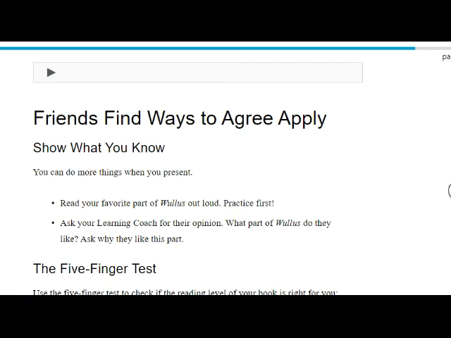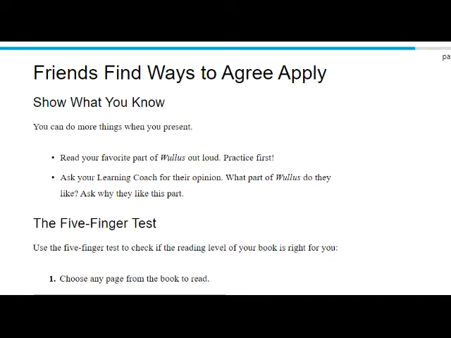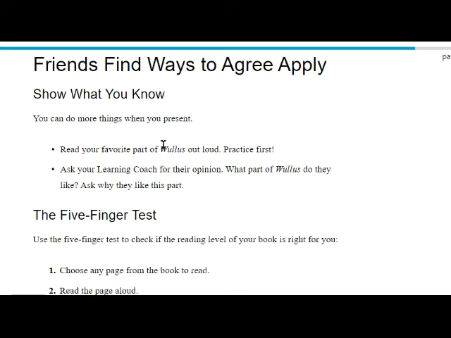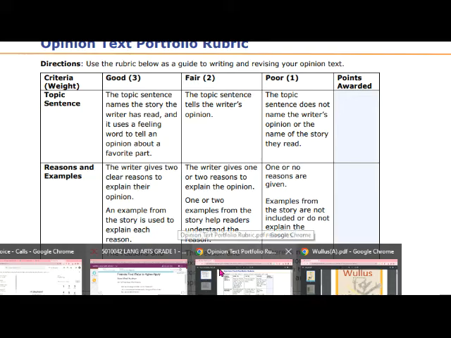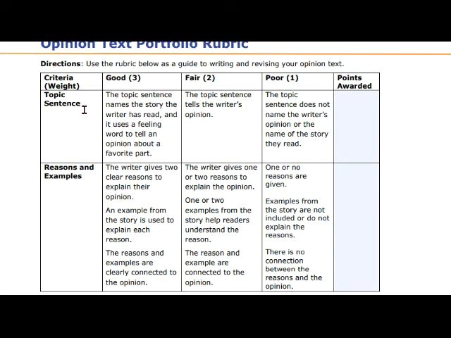So you've been writing an opinion draft and practicing revising and editing and making it as great and as improved as you can. So your opinion text was based on your favorite part of Wallace. Here's your rubric. Here's what we need to have. In your opinion writing that you're going to publish, you should have a topic sentence. The topic sentence names the story the writer has read, and it uses a feeling word to tell an opinion about a favorite part. You also need reasons and examples.